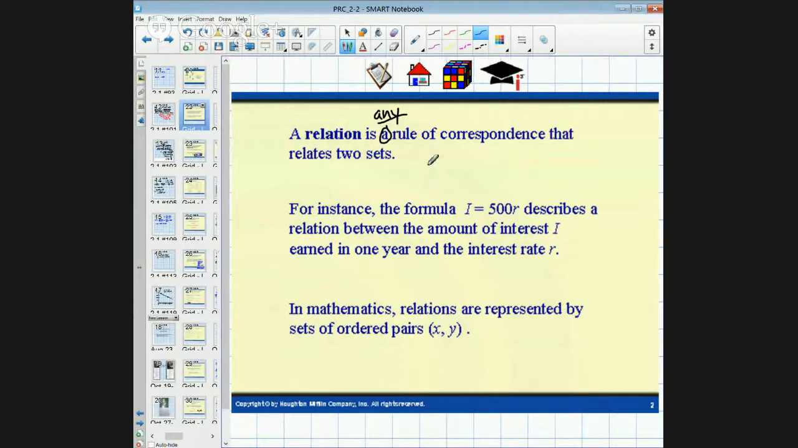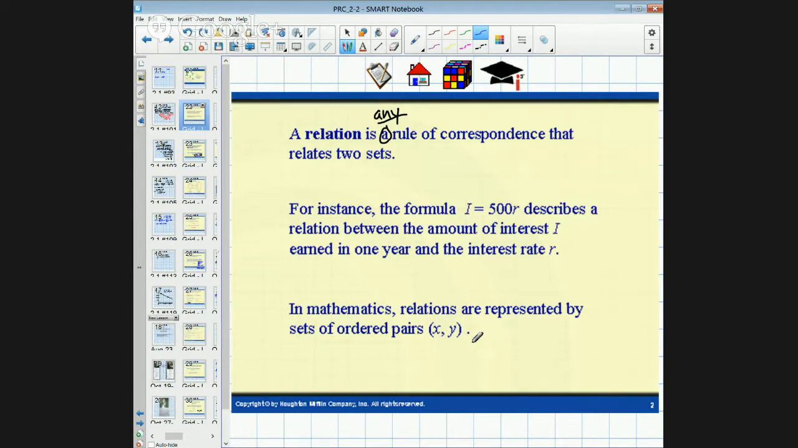So a relation is any connection between 2 sets. And the emphasis on the word any, that's why I underlined it. So in other words, nothing special here. Anything is a relation. What's special is those relations that are also functions. So that's where we're headed.